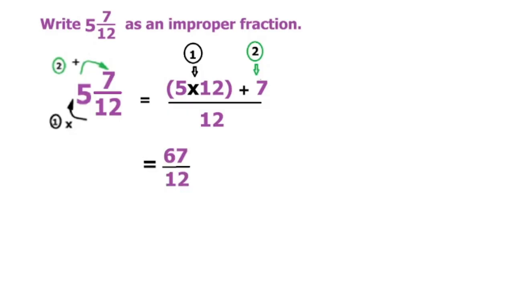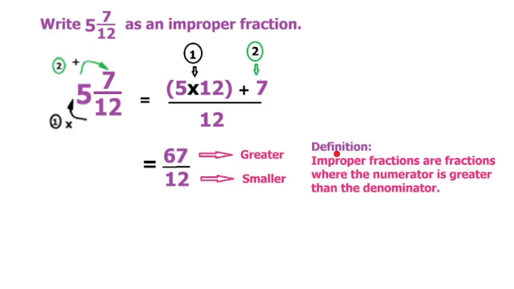And it's called an improper fraction because, and let's review the definition, the numerator is greater than the denominator. So improper fractions are fractions where the numerator is greater than the denominator. So we could see this is greater and this is smaller, okay? And that's the end of that lesson.